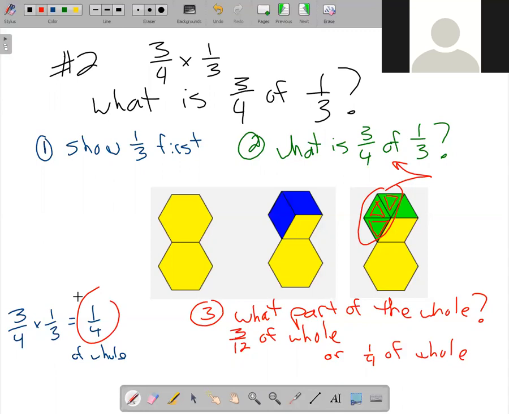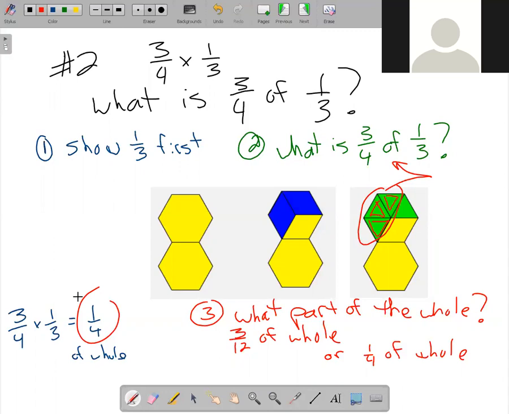Yeah, so that's the first thing I wrote. What question does the problem ask in this situation? It says, what is 3/4 of 1/3? Okay, so I can't find 3/4 of something until I know what it is. 1/3. So we have to show what 1/3 is, which you did. Once we do that, so that's stage 2. Stage 3 is to identify what is 3/4 of that 1/3. And then the last stage is what part of the whole did you end up with?